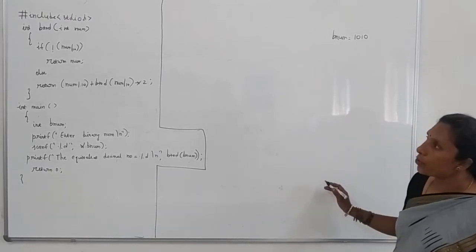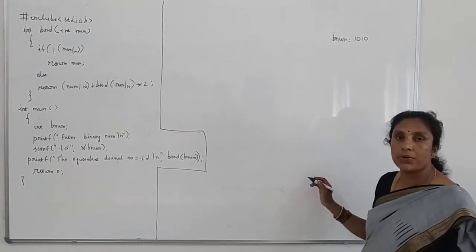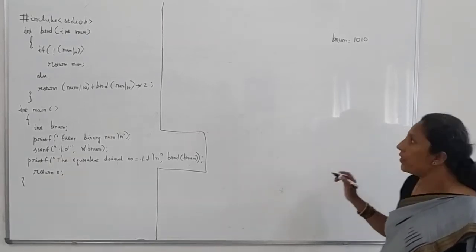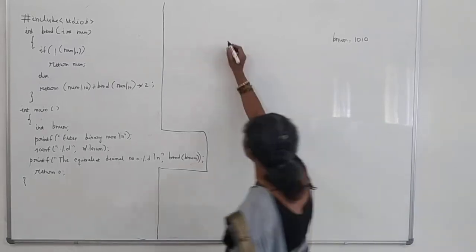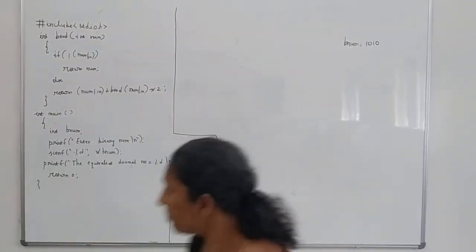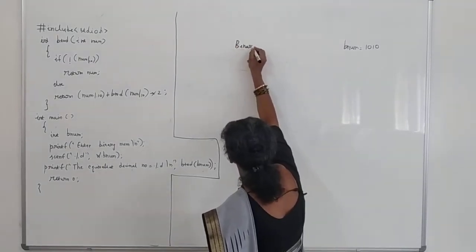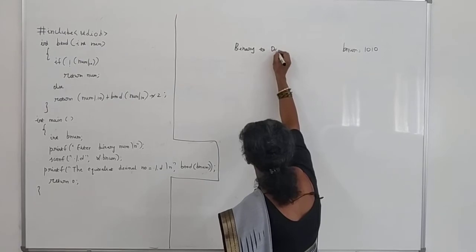Today I am going to teach a C program to convert a binary number to a decimal number. Binary to decimal conversion.